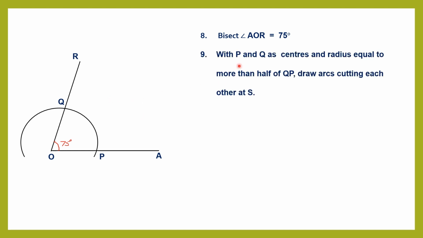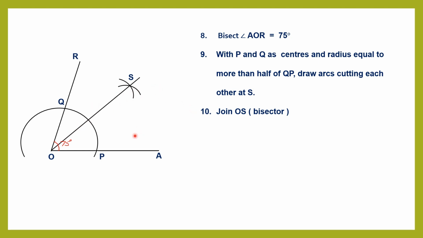Next step, with P and Q as centers, and radius equal to more than half because we are bisecting. Our radius should be more than half of this. Draw arcs cutting each other at S. So draw one arc there, one more arc here, and mark the point where they two meet or intersect as S. Next step, join OS. So this is the bisector.